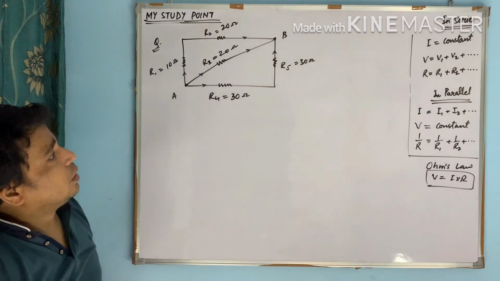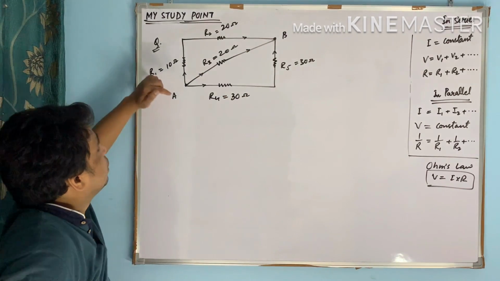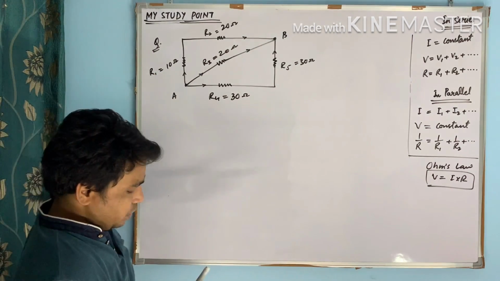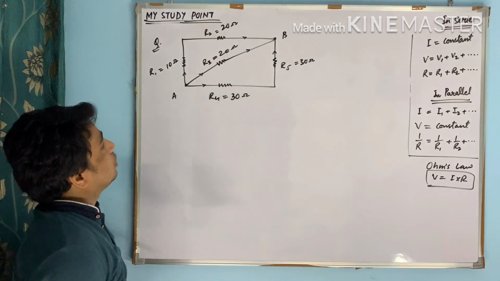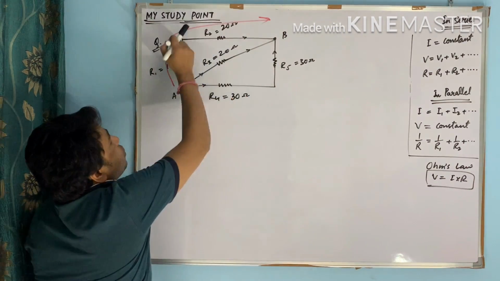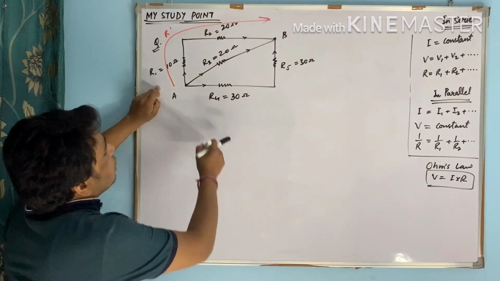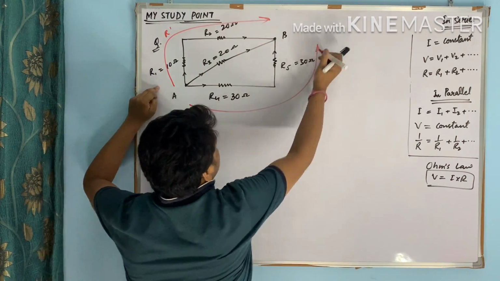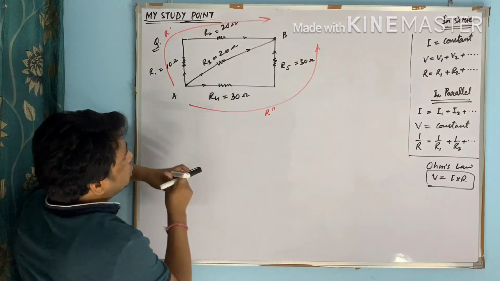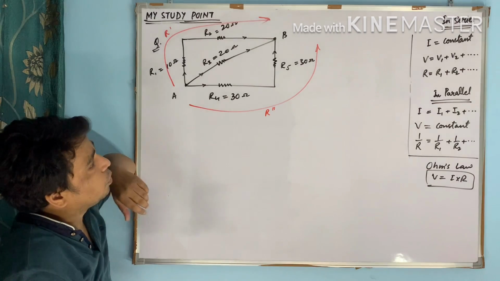Okay, now to solve this question, imagine that you have to go from point A to point B. So there are three ways to go from point A to point B. If you go from upper side, R1 and R2 are in series, that is R dash. If you go from the bottom side, R4 and R5 are also in series, that is R double dash. If you go from the middle, you will reach straight forward to point B.